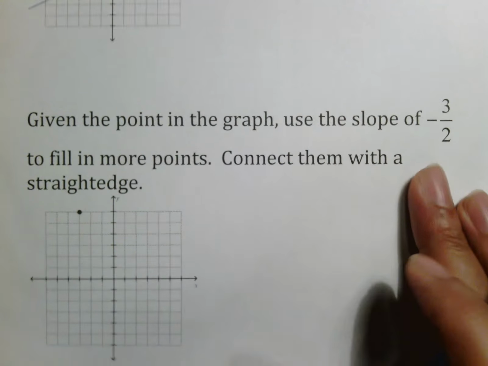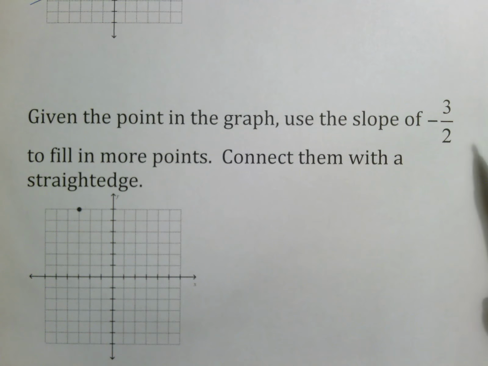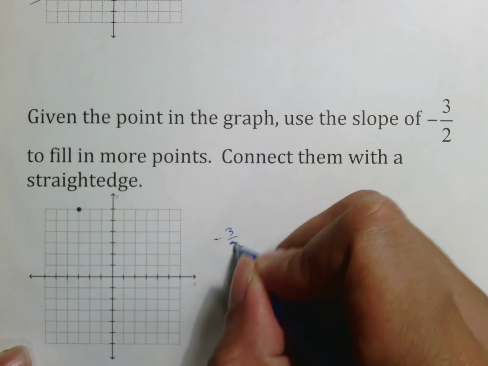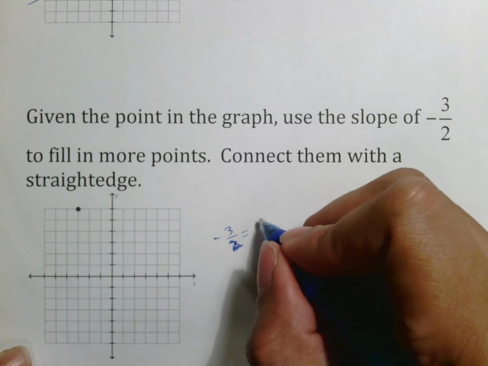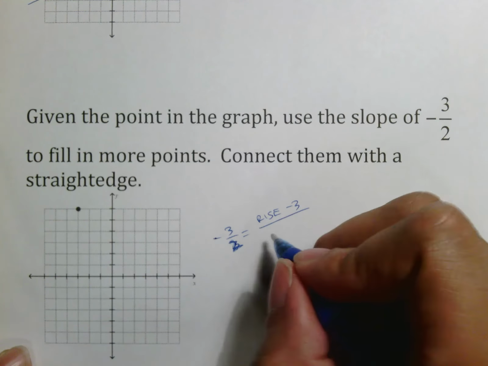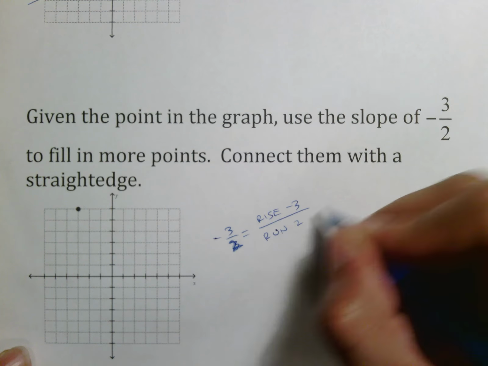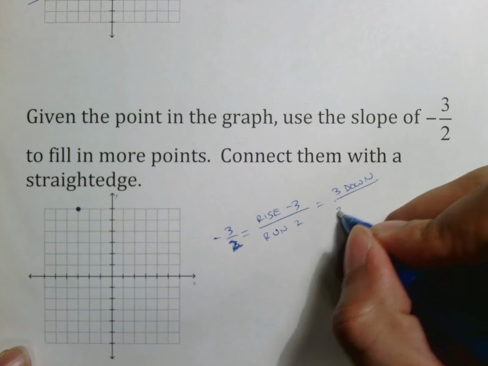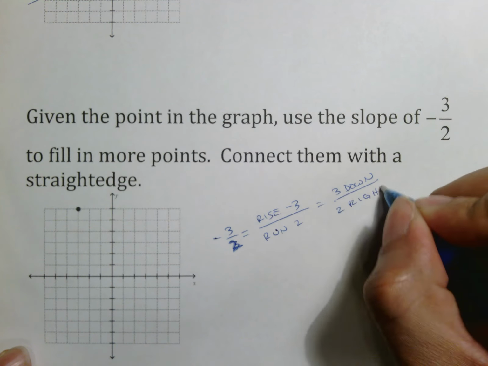Work this next one out with me. Again, it says given the point, use a slope of -3/2. Again, -3/2 using rise over run means you rise -3, always put the negative on the top, and you run 2. This means 3 down and 2 again, always right.